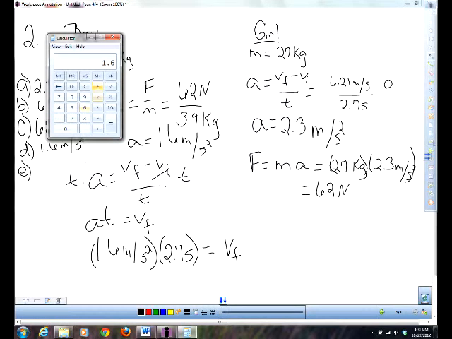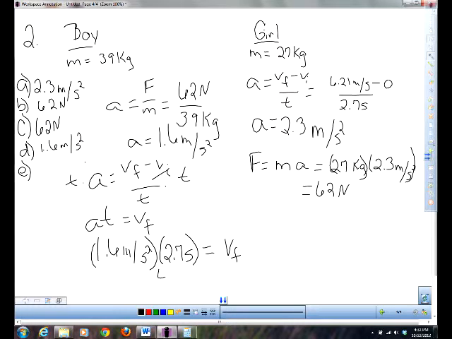1.6 times 2.7 equal to 4.32 meters per second is the final velocity. So E over here is 4.32 meters per second. Okay, so that's going over the first two problems of the homework page.